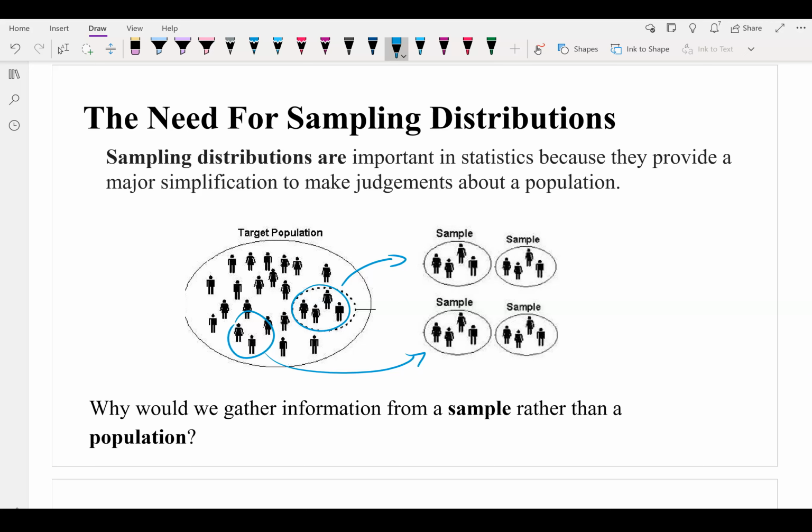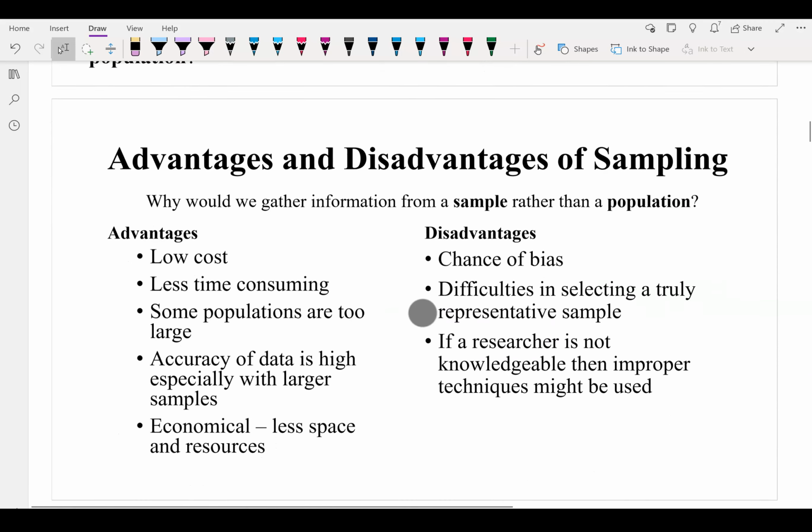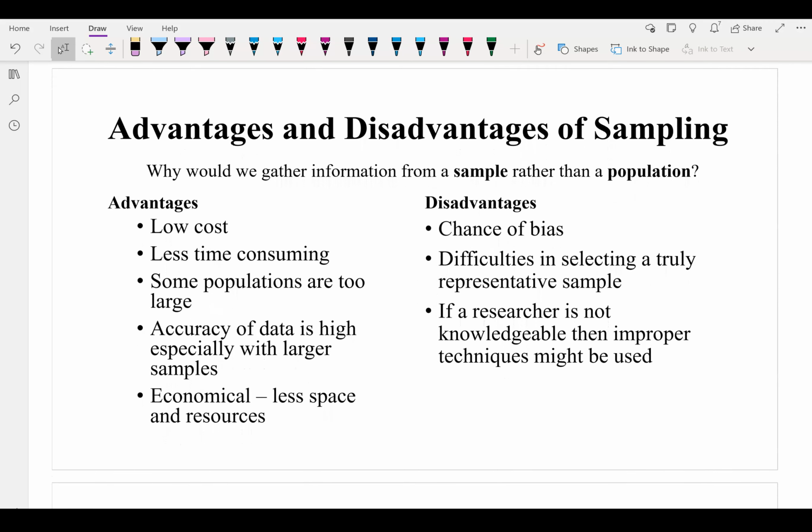And it would be, but the problem is it can be very costly, or it takes a super long time. So let's break it down into advantages and disadvantages. So why would we gather information from a sample instead of a population? Well, lots of advantages actually.